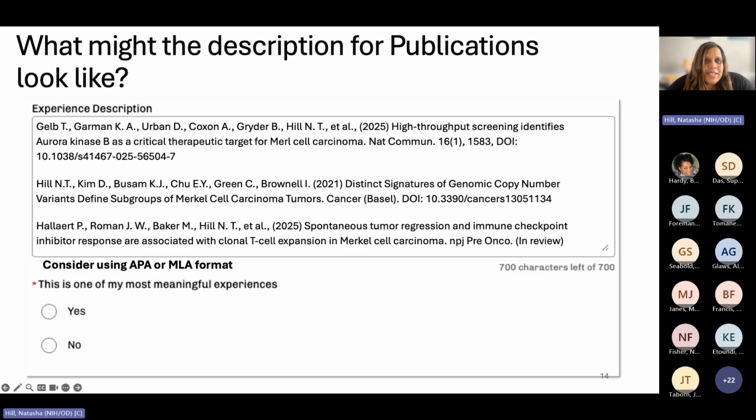Alrighty, publications. Again, an experience where you're going to consider using APA or MLA format to list those different publications. And again, you may have 2 publications. One may be submitted and accepted for publication. One may be under revision, and you're welcome to denote that on your application. Just put parentheses at the end and put in review so that your admissions committee who's evaluating your application can see which stage your publication is actually in.